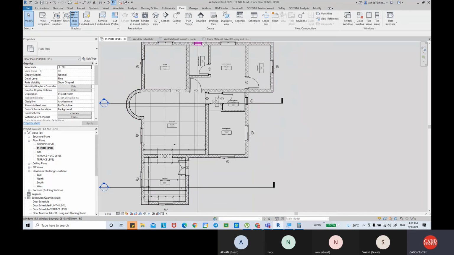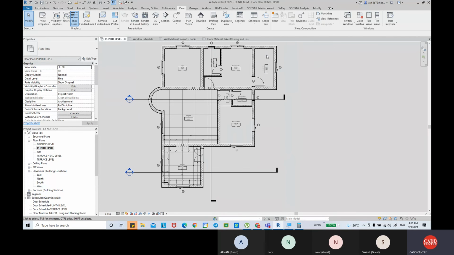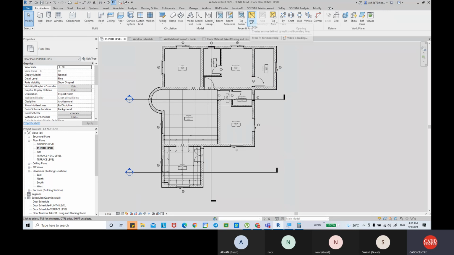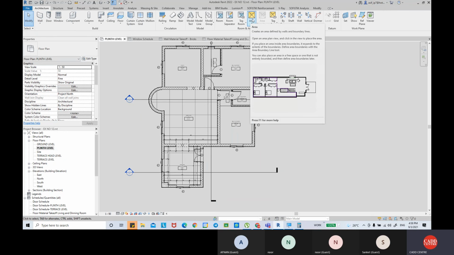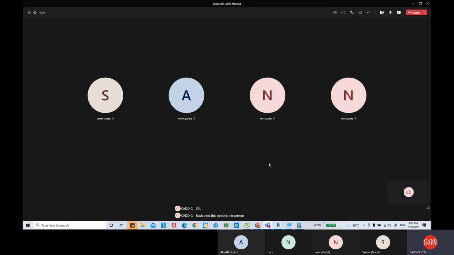But now if I want to find out what is the gross area of this entire project and what is the rentable area for this entire project, basically. In the architectural tab we find a command that is called area command. Using this command, we'll find the gross area and the rentable area for this particular project.